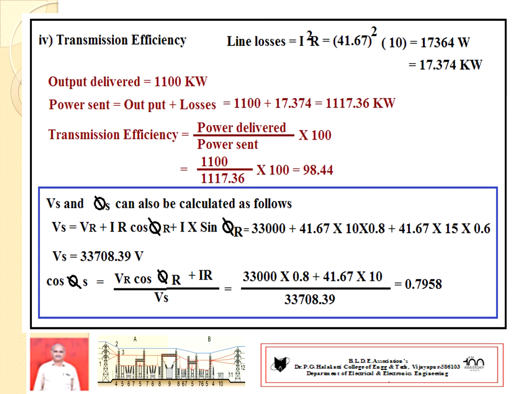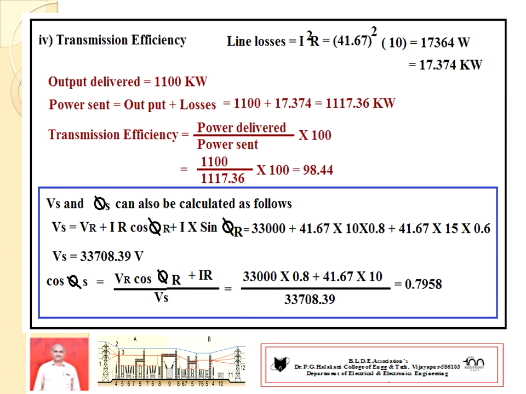So for transmission efficiency, we are knowing the magnitude of current, we are knowing the resistance value, then go for calculation of line loss, I square R. Again it depends upon single phase line or three phase line. If it is a single phase line, I square R. If it is a three phase line, 3 times I square R. So just take the magnitude of current, then R value is 10. We are going to get 17,364 watts. You may convert this value into kilowatt also, 17.37.